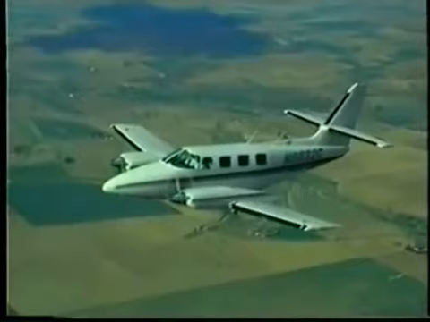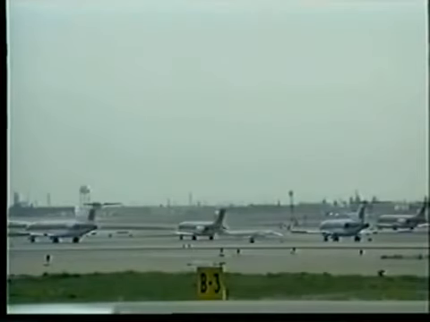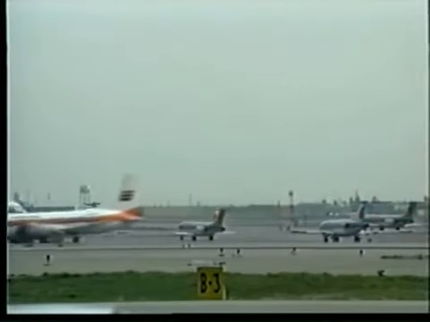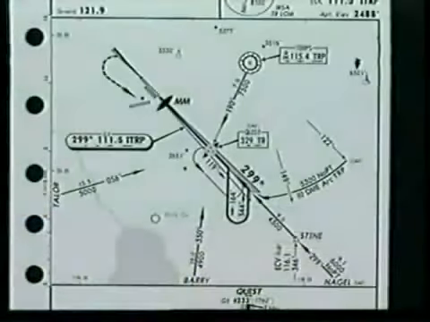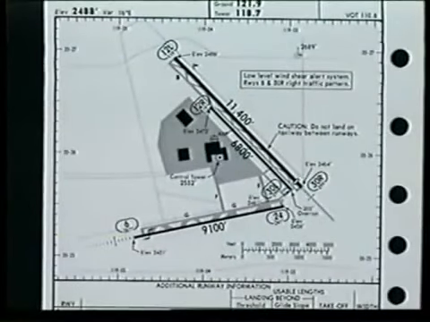When airborne, you have plenty of navigation information to help you locate your position. But once on the ground, orientation becomes a different challenge, especially at unfamiliar airports. The airport chart is a valuable aid in this situation. It is usually located on the reverse side of the first approach chart for each airport.